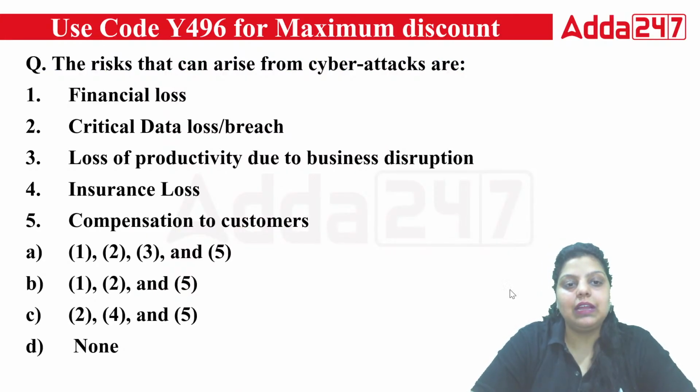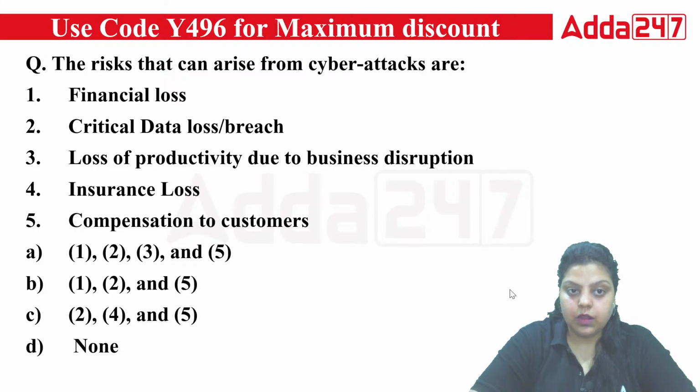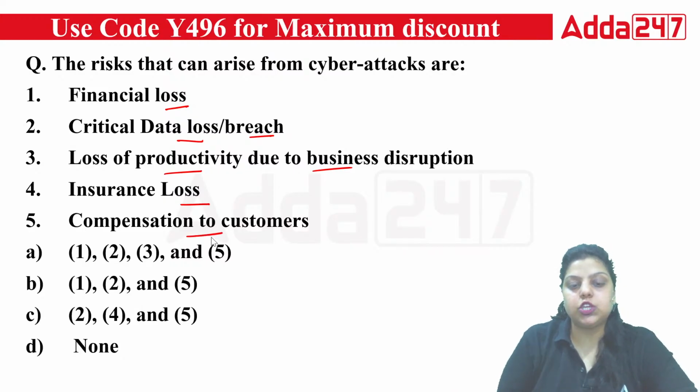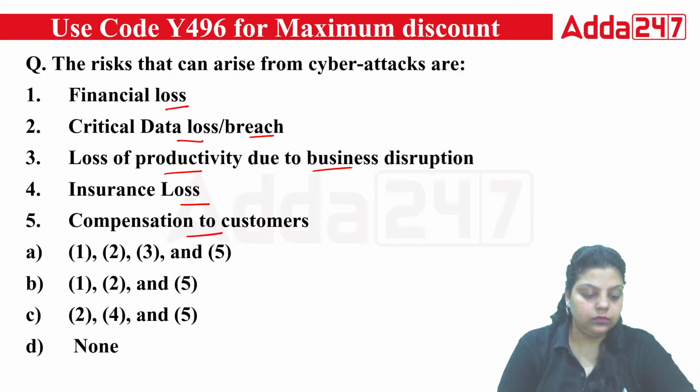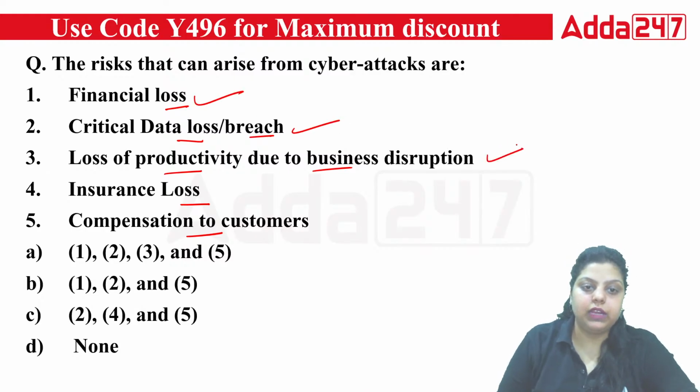Next, the risks that can arise from cyber attacks. What are the risks that can arise from cyber attacks? First, financial loss. Second, critical data loss or breach. Third, loss of productivity due to business disruption. Fourth, insurance loss. Fifth, compensation to customer. So the risks that can arise from cyber attacks are: 1, 2, 3 or 4. Okay. So it's financial loss, critical data loss or breach, loss of productivity due to business disruption.